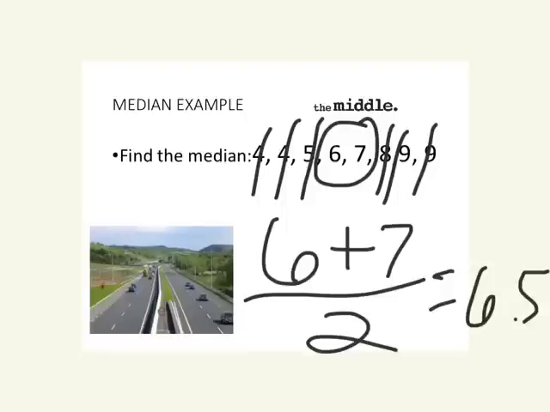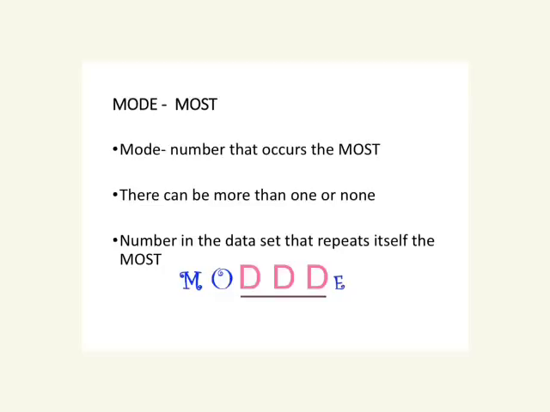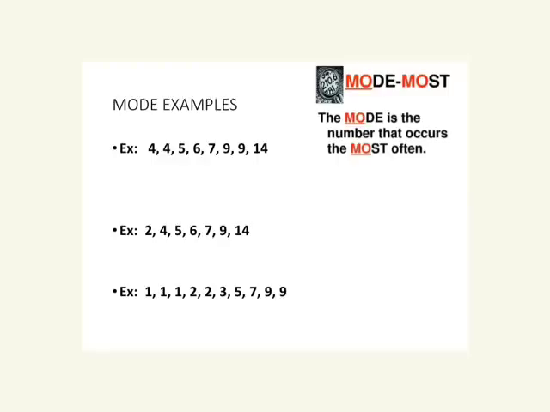Median, the middle. The third measure of central tendency we have for you today is mode. Mode, most. Mode is the number that occurs the most. There can be more than one or none. The number in the data set that repeats itself the most is the mode. Let's go ahead and look at some mode examples.